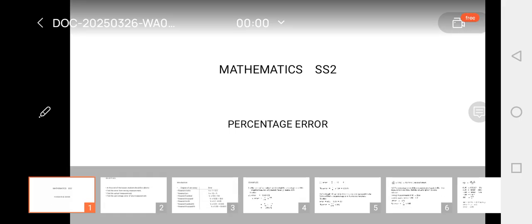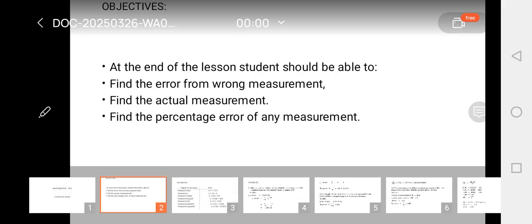The topic now is percentage error. This is a very important topic that you must expect in WAEC. Let's look at the objective. I expect that at the end of this lesson, you should be able to find the error from wrong measurement.